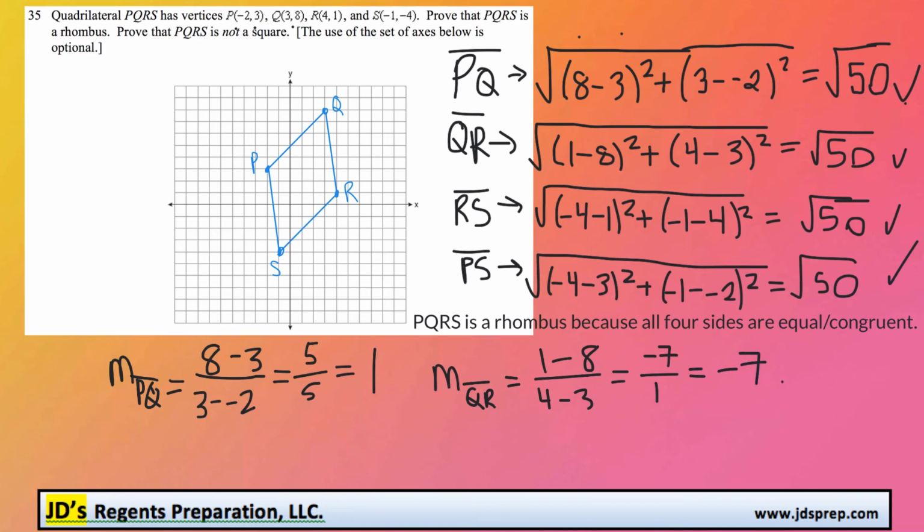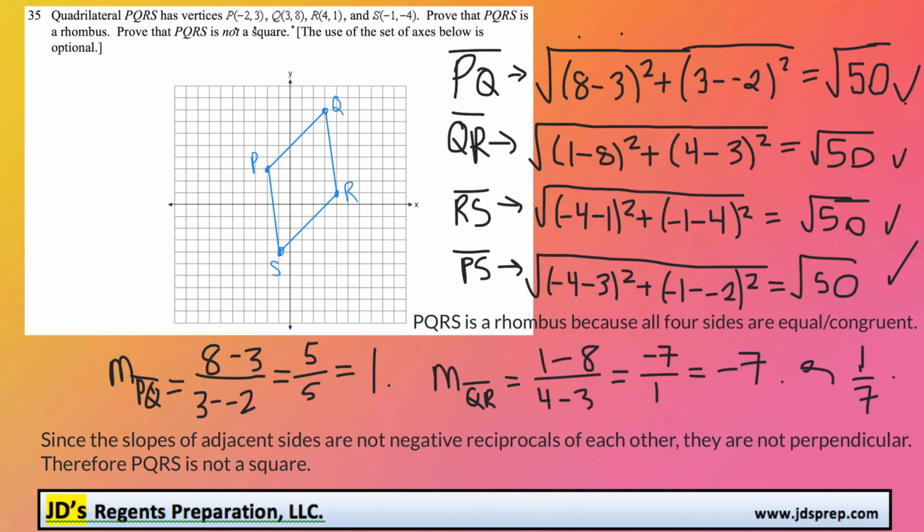And so what is the negative reciprocal of negative 7? That would be positive 1 over 7, clearly not the same as 1. So we conclude, since the slopes of adjacent sides are not negative reciprocals of each other, they're not perpendicular. Therefore, PQRS is not a square.